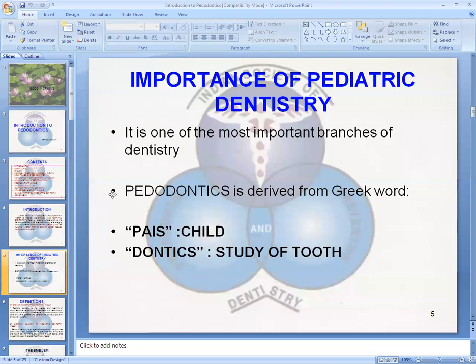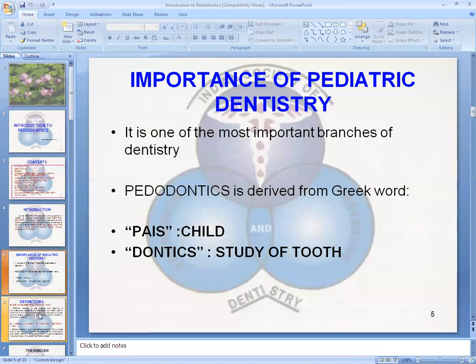So now this is the importance of pediatric dentistry, that we see the special child, the young child, infants, neonates. Okay, everything we see, the oral dental health issues, diseases or anomalies.